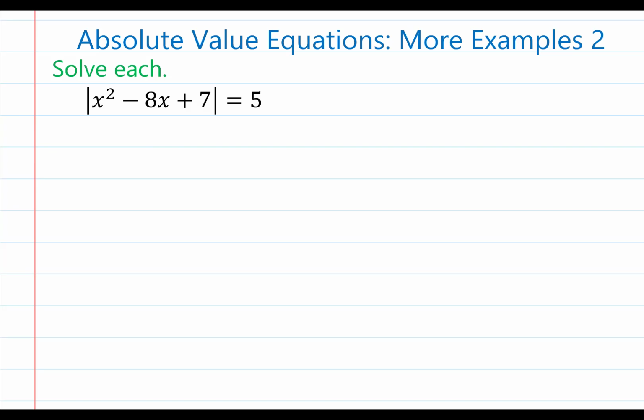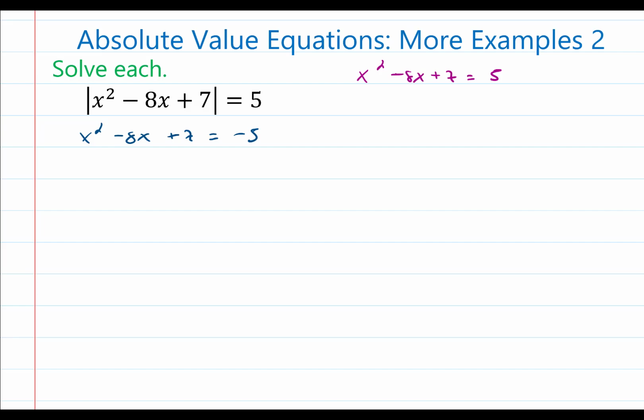And so one of our equations is going to be x squared minus 8x plus 7 is equal to negative 5. Our second equation is going to be x squared minus 8x plus 7 is equal to positive 5. Now, it doesn't matter which one you put first or second. I only did this putting the second one to the right, so I had a little more space.